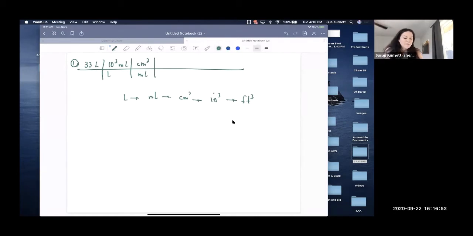Now I have volumes, and I'm stepping over here from things that are volumes without being cubed to things that need to be cubed because they're length times length times length. And so I'm going to have to start cubing things.